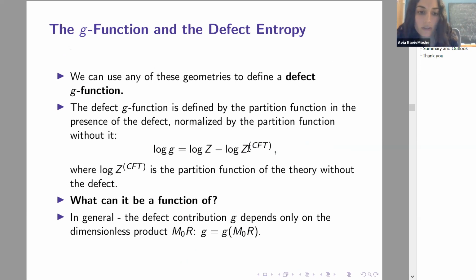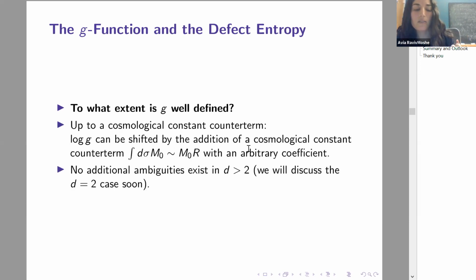A natural question to ask is, what can this G be a function of? In general, the defect contribution G can depend only on the dimensionless product M0R, so G is a function of M0R. The next natural question is, to what extent is this G well defined? In dimensions larger than 2, it is defined up to a cosmological constant counterterm, because log G can be shifted by the addition of a cosmological constant counterterm of this form. It's just M0R with some arbitrary coefficient. And in dimensions bigger than 2, no other ambiguities exist.